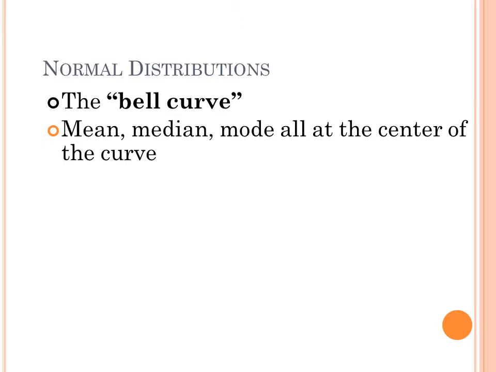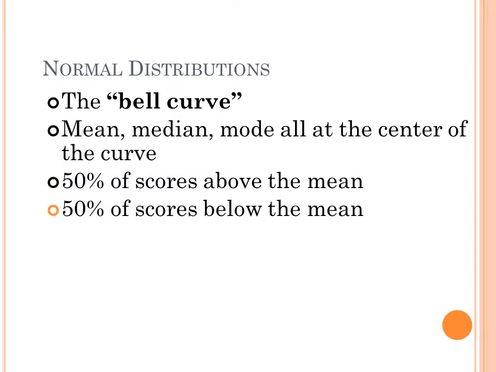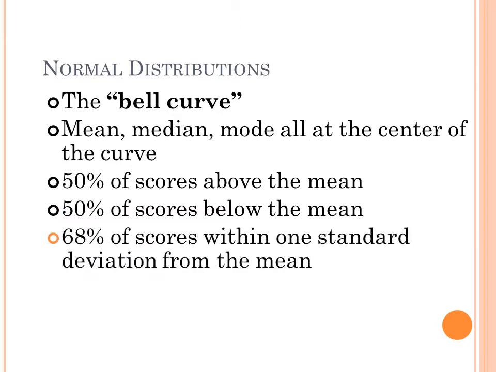But when someone says normal distribution, that means it's a bell curve, and the mean, median, and mode are at the center of that curve. 50% of scores are above the mean and another 50% of scores are below the mean. That's why it looks like a bell curve. It is shaped like a bell curve because, again, the mean, median, and mode are all at the center, while the 50% of scores above the mean and 50% of the scores below the mean are distributed evenly, shaping like a bell curve. I will show you later how it looks. And then 68% of scores are within one standard deviation from the mean.